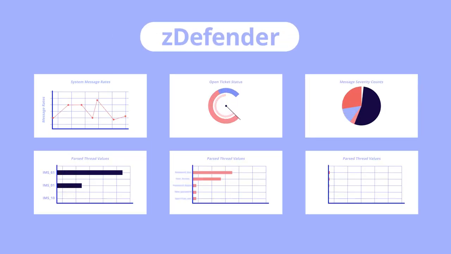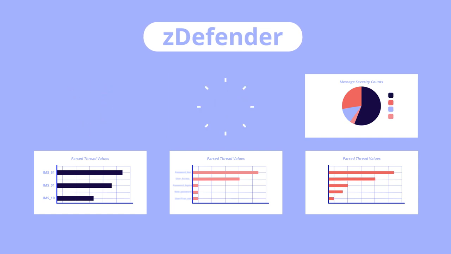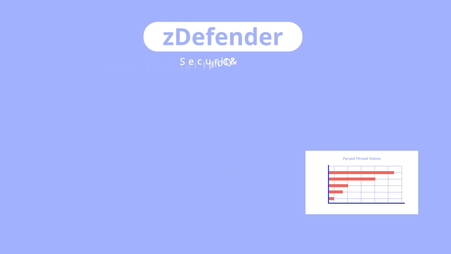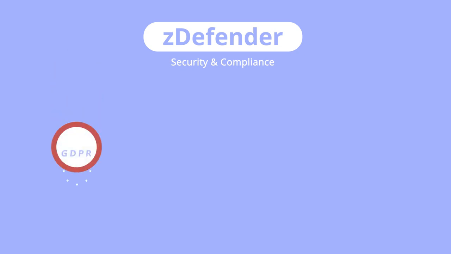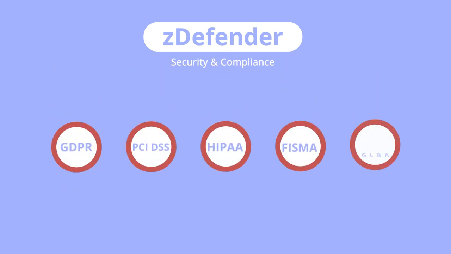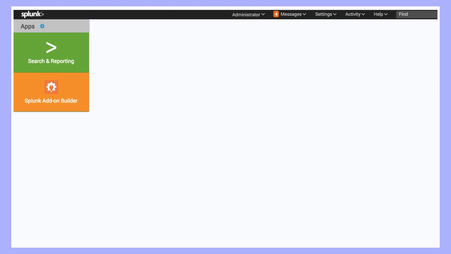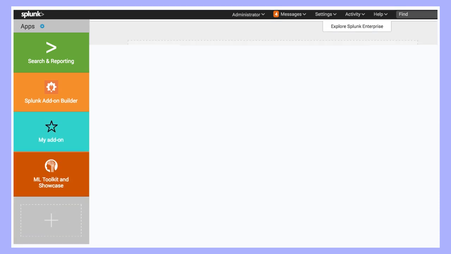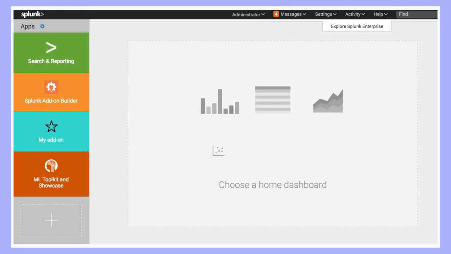Additionally, Zdefender ships with scorecards ready out of the box for your most critical security compliance initiatives, such as the GDPR, PCI-DSS, HIPAA, FISMA, GLBA, and many others. If your organization has Splunk ESM, CorreLog has a Splunk application available on Splunkbase so you can visualize real-time mainframe events within your Splunk dashboards.